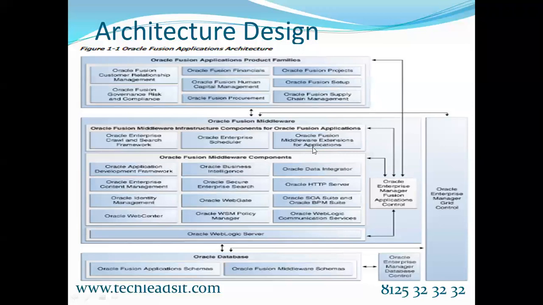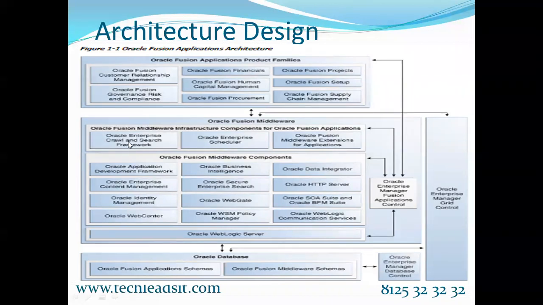Next, Oracle Fusion Middleware Extensions for Applications. As you know, in R12 we have the personalizations concept for any customizations. The same here: one of the middleware components is the middleware extensions for applications. It maintains how we can extend an application and how we can change the look and feel. That information is stored in this technical area, completely maintained by the middleware extensions layer. This is one of the components of the middleware.